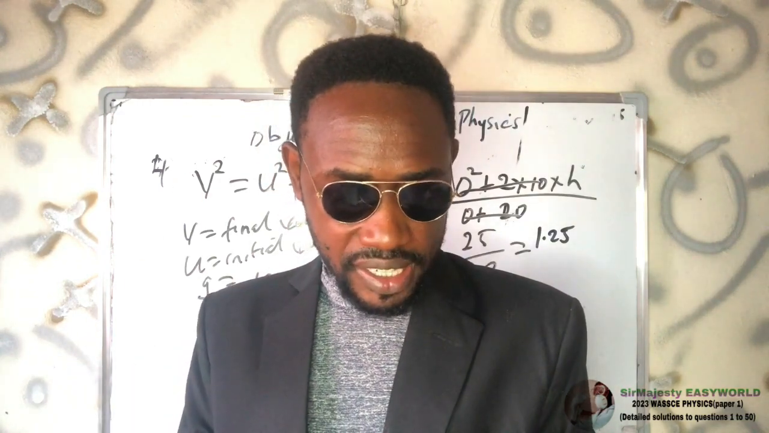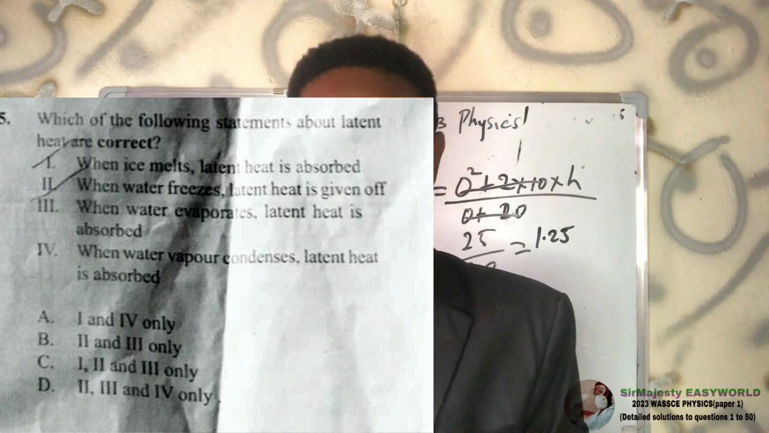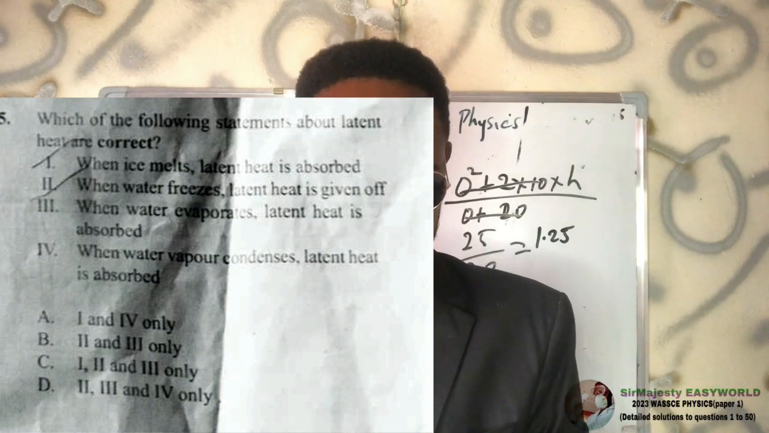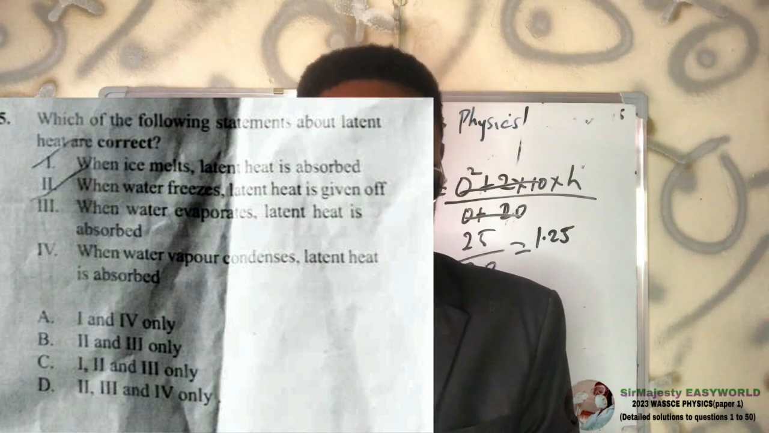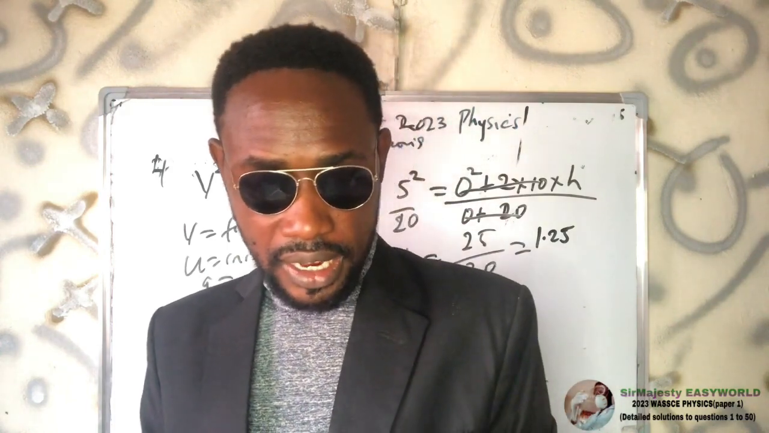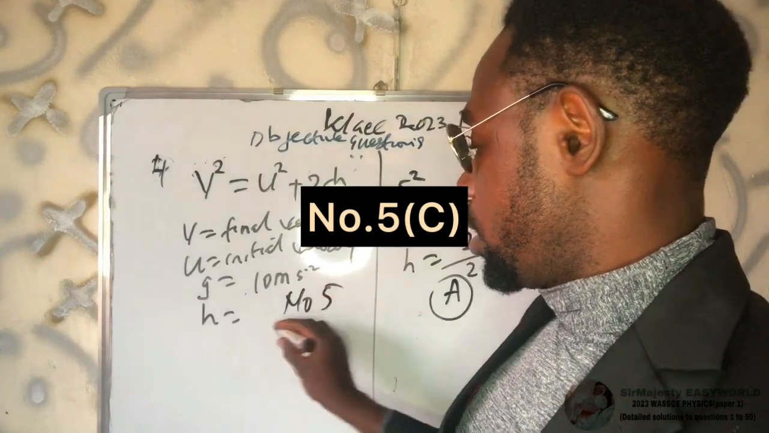So option A says I and IV only. No. B says I and III. Yes, they are correct, but I and II are also correct. C says I, II and III. Okay, C is very, very correct. They are all correct. So the correct answer to question number 5 is C.